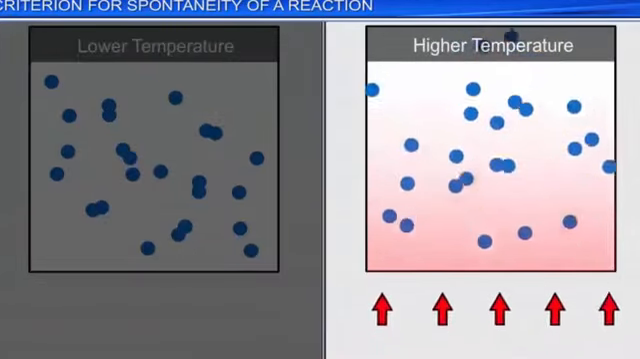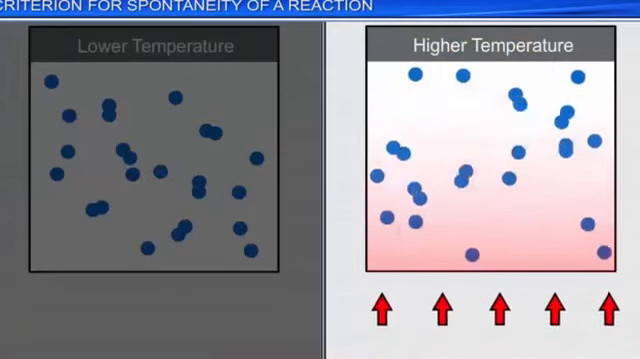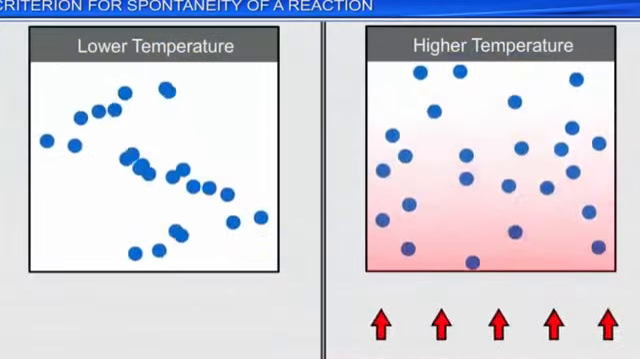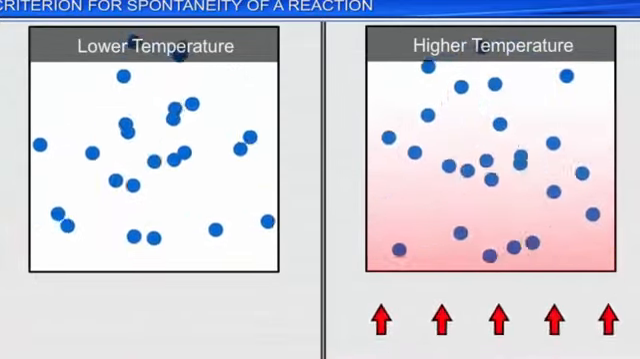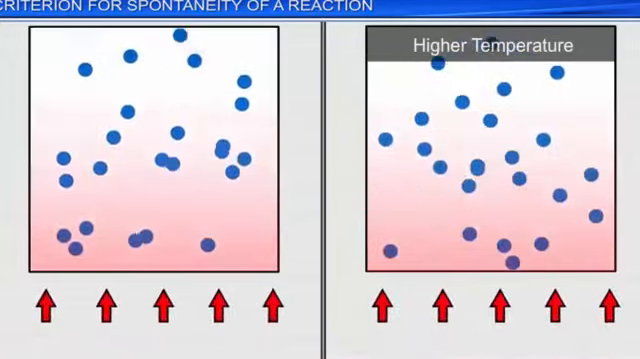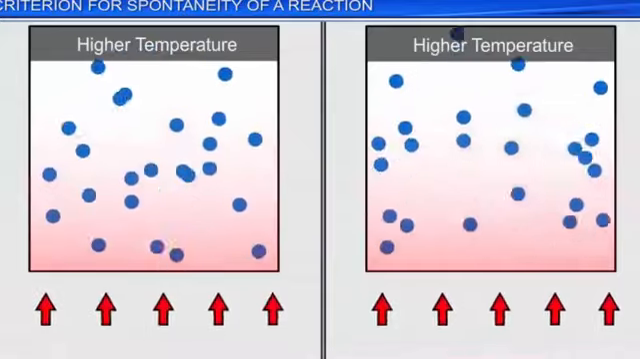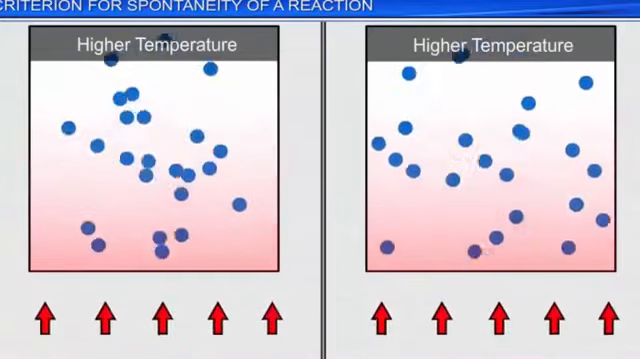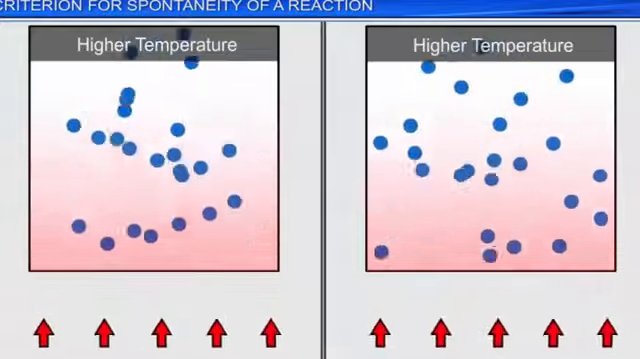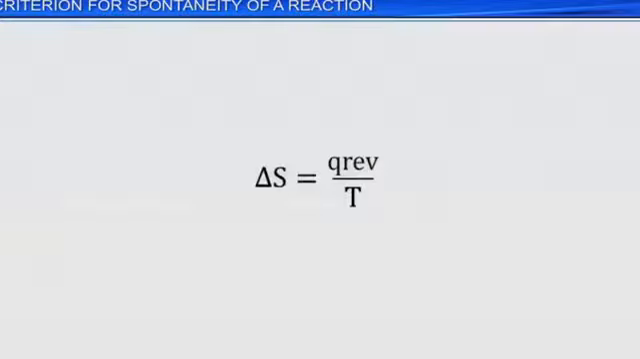This is because at lower temperature, randomness is very less. So, as temperature increases, randomness increases. While at high temperature, the molecules are already randomly distributed. Thus, we can conclude that entropy change is inversely proportional to temperature. This is expressed as delta S equals heat absorbed reversibly divided by temperature T.